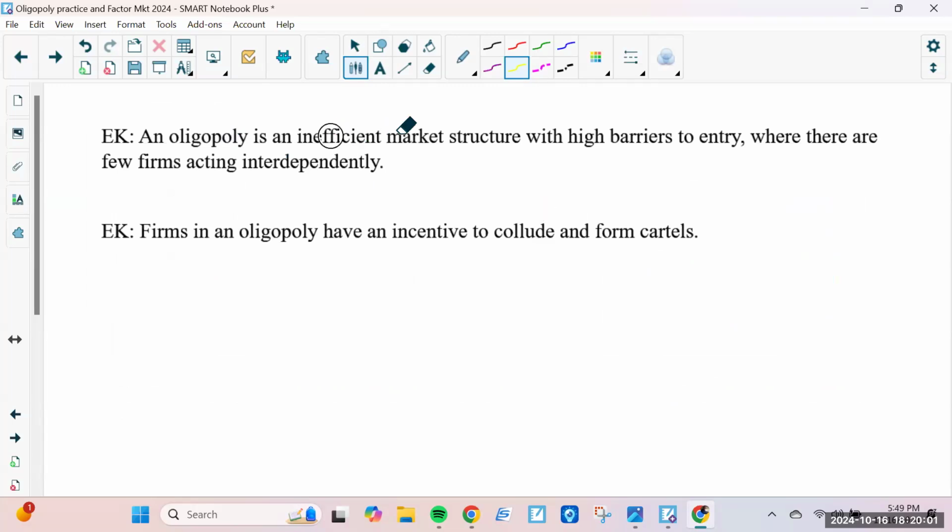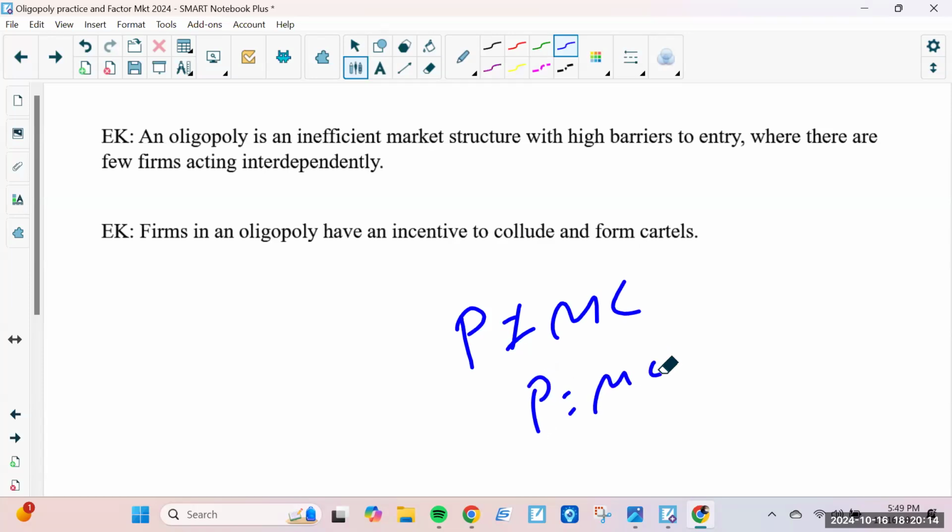So an oligopoly is inefficient. And even though we don't draw graphs, you do need to know that price does not equal marginal cost. Even though we don't draw graphs, they're not efficient. They're not allocatively efficient. Remember, allocative efficiency is when price equals marginal cost. And they are not going to be allocatively efficient. Okay, they're going to charge a higher price and produce a lesser output.